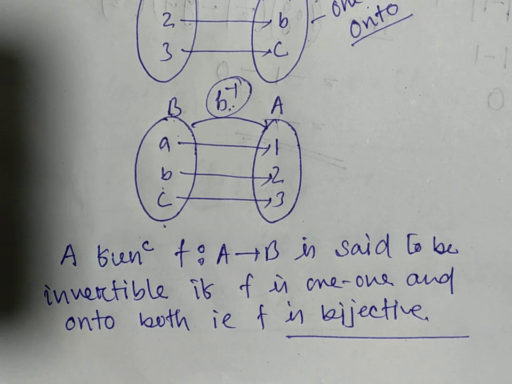The function which is 1-1 and onto both, that function is known as bijective function. Bijective functions have inverses. If somebody asks whether this function is invertible or not, check it, just we will try to check the 1-1 and onto condition.